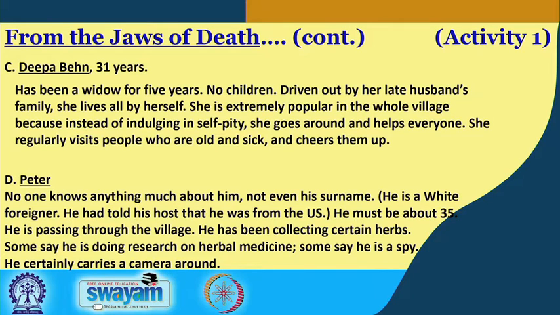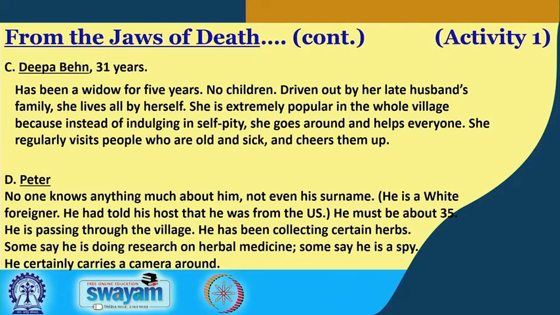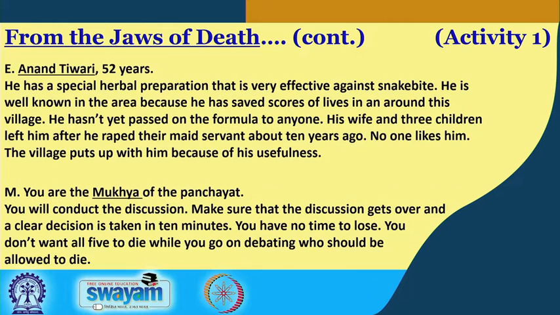Now, given the shady, not much known, hidden character of this person D, Peter, as a person who is listening to the story from the instructor, would you like to save Peter or shall we let him die, and choose the fifth person, E, Anand Tiwari, aged 52 years.